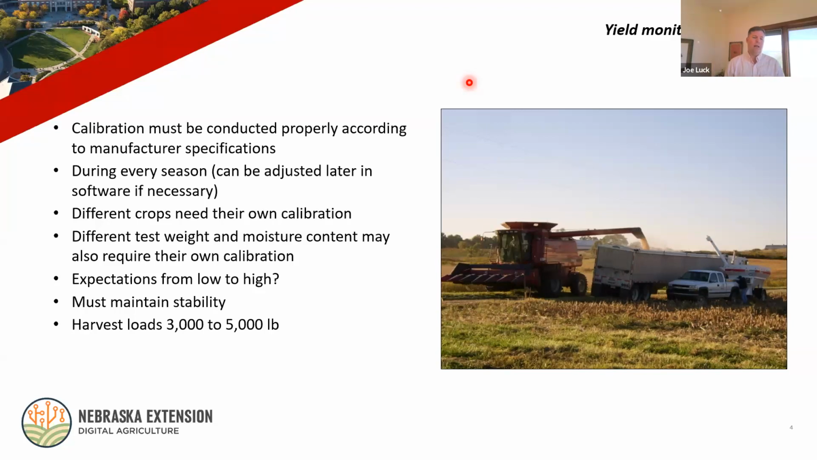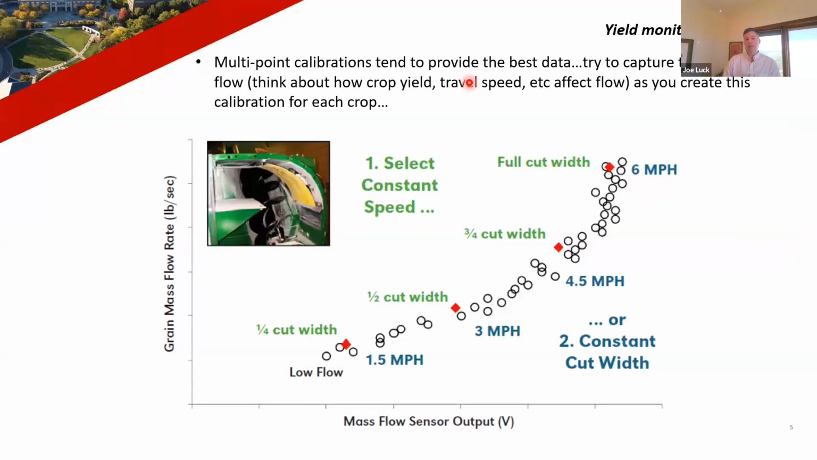When you're collecting those calibration loads, a lot of people forget that each load, and I'll show you this in just a second, really only takes about 3,000 to 5,000 pounds of grain. It's not a truckload. It's not 1,000 bushels necessarily. The goal is to get in there, get a quick calibration load. You'll see it says maintain stability. So while you're getting that 3,000 to 5,000 pounds, be as consistent as you can, get that and stop it and weigh it. That's going to give you the best data.